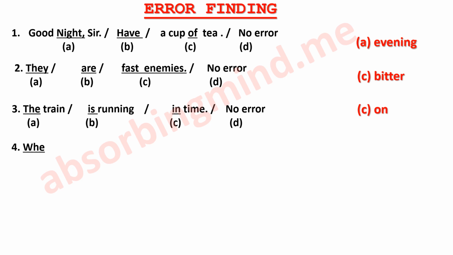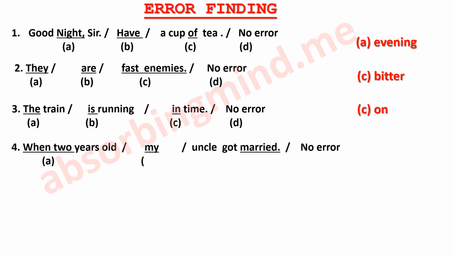The next example is when 2 years old, my uncle got married. Again it has been divided into parts. If we go by this sentence, it means that the uncle was 2 years old. So it should be when I was 2 years old, my uncle got married. The speaker has to be 2 years old. When I was 2 years old, my uncle got married.